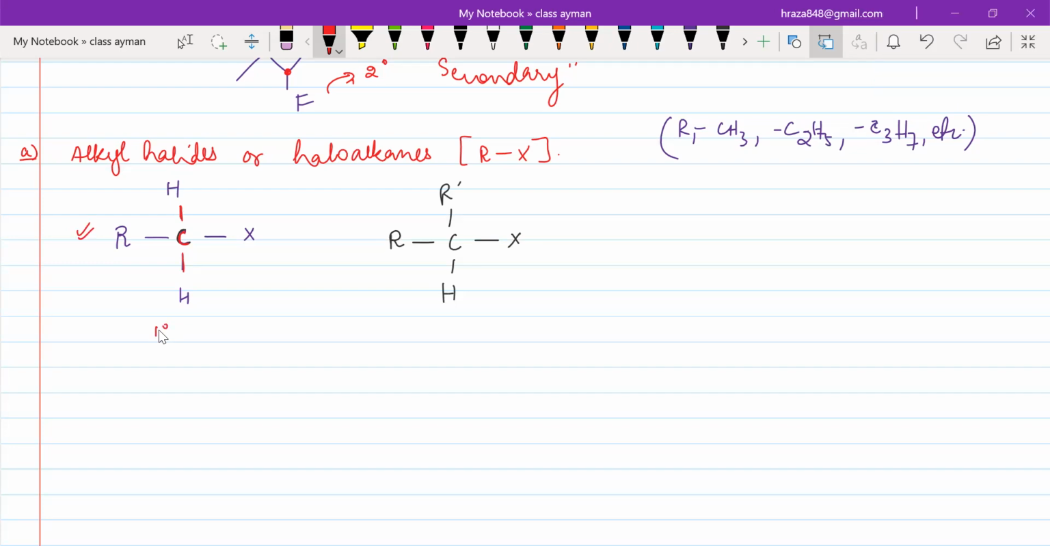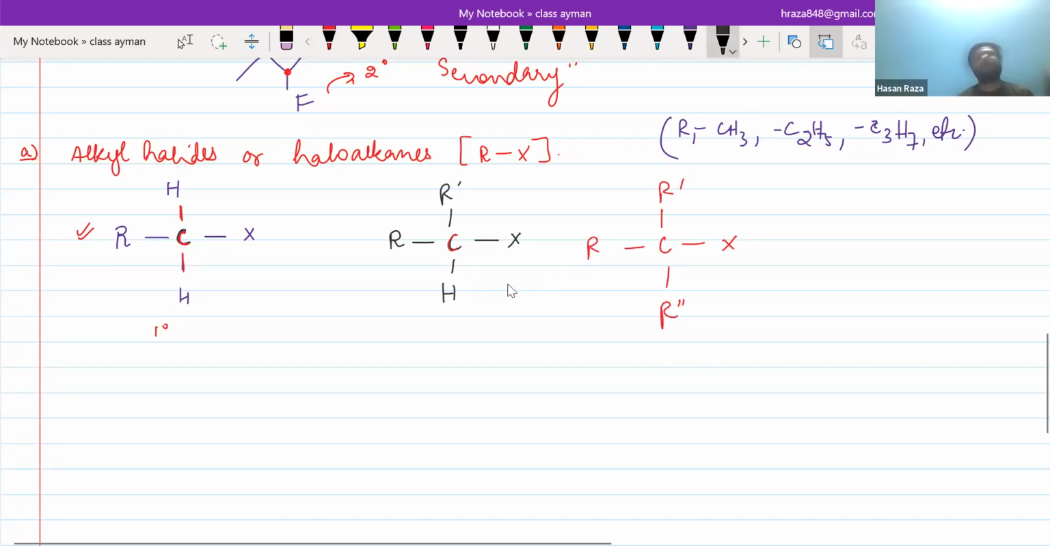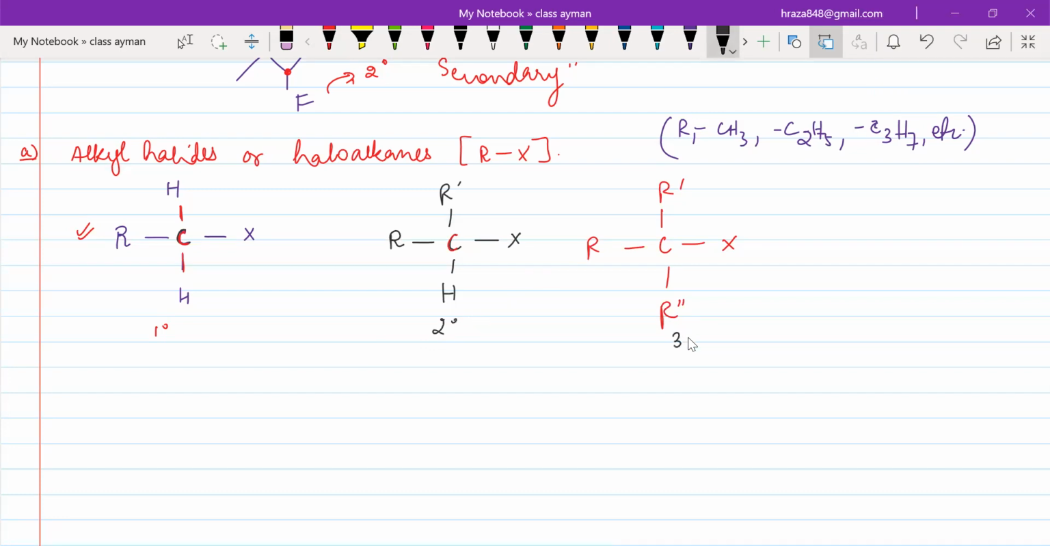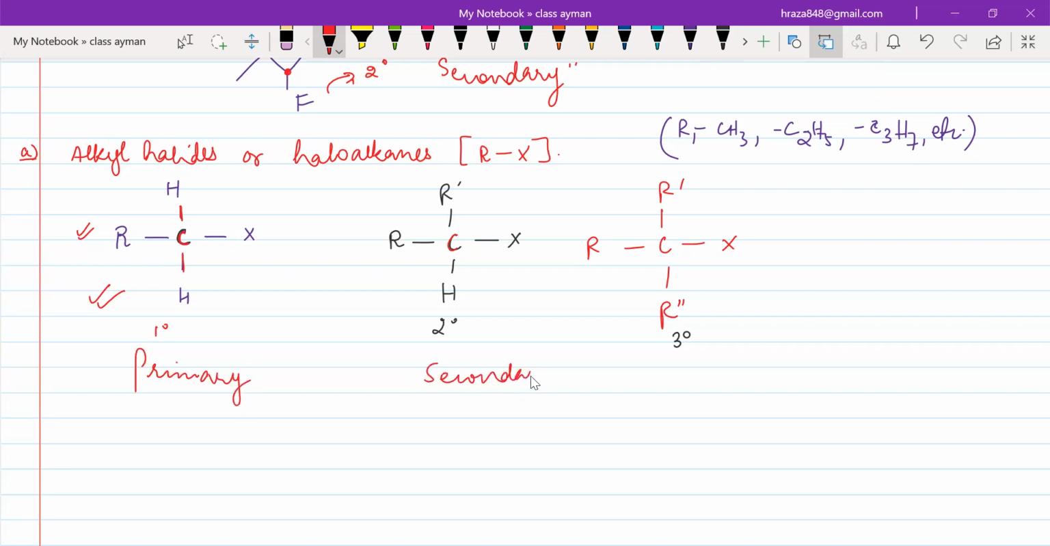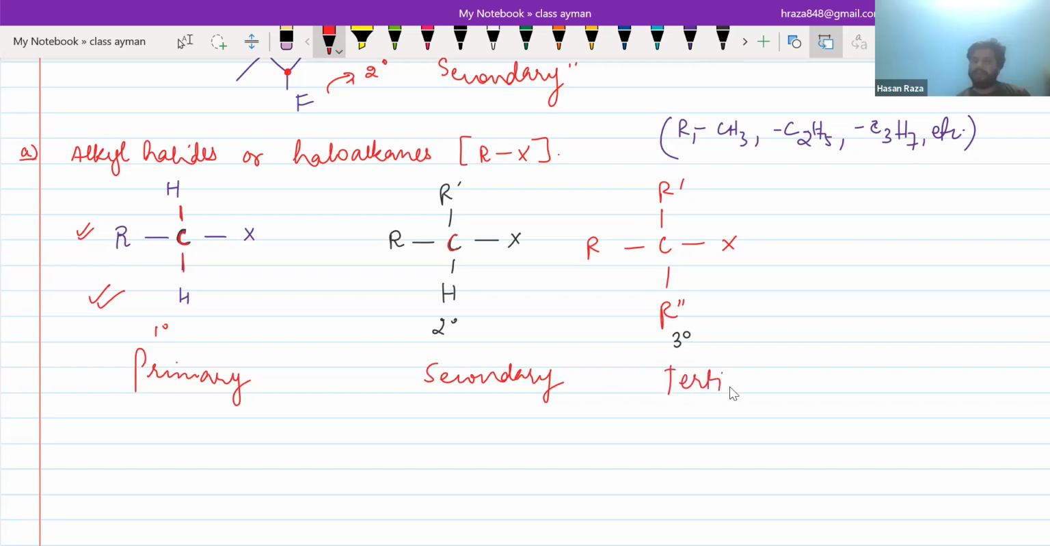Yes, sir. Okay, now let me know the degree of the second carbon. 2 degree. Now the third carbon. 3 degree. So if I ask the degree of halogen, this is primary halogen, primary haloalkane. This is secondary, and this is tertiary. Since I gave you the degree of the carbon to which X is connected directly, we can easily calculate it, because whatever is the degree of the carbon will be the degree of the halogen.